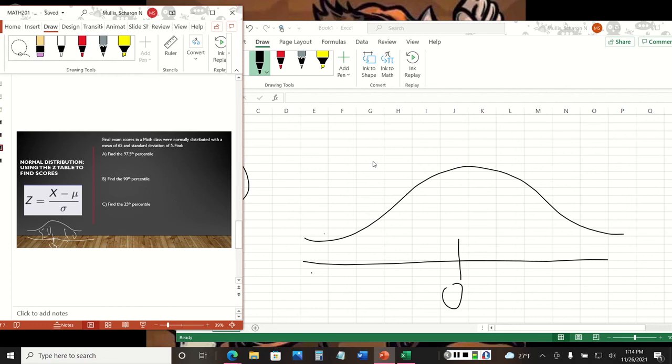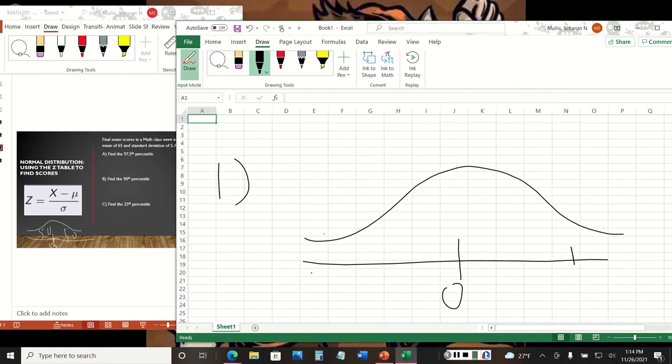So we're going to put 97.5 right here. So this is the 97.5th percentile. Just note that it says percentile right there. My handwriting's terrible. So we need to find out what that score is to the left of there.